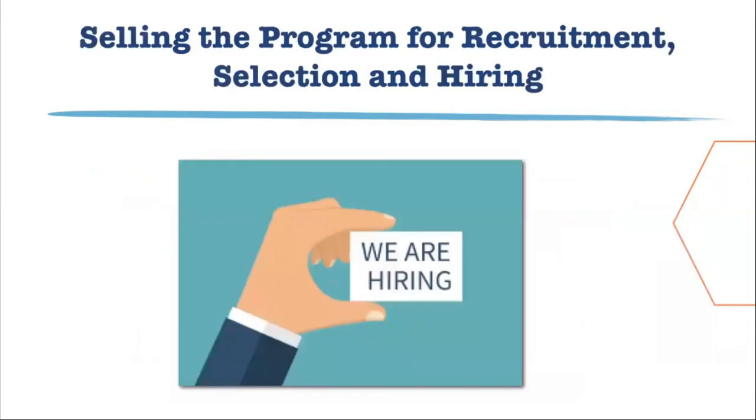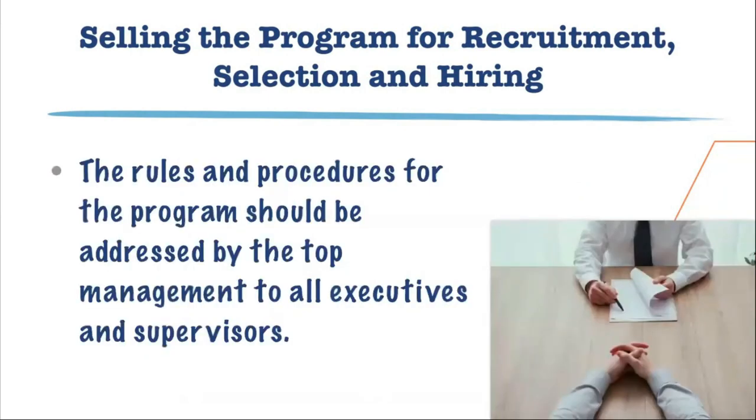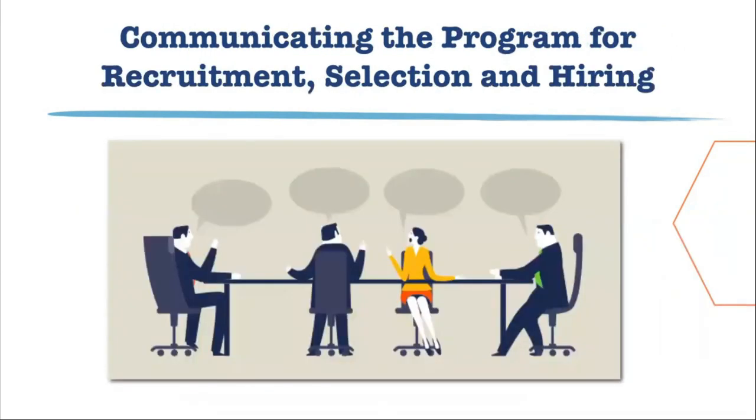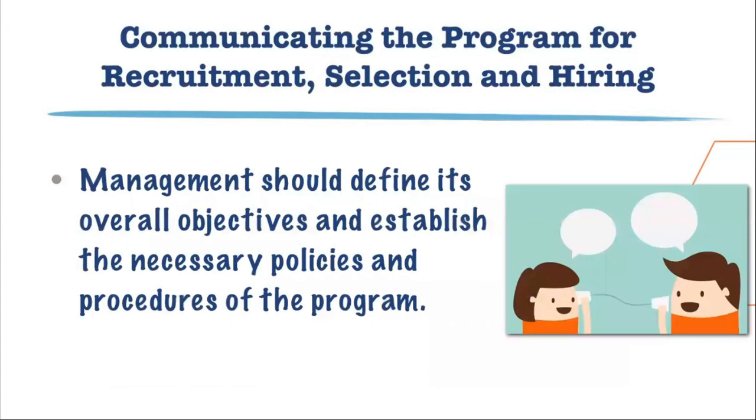How about the selling of the program for recruitment and selection and hiring? To be effective, the rules and procedures for the program should be addressed by the top management to all executives and supervisors. And how about communicating the program for recruitment and selection and hiring? Management should define its overall objectives and establish the necessary policies and procedures of the program.